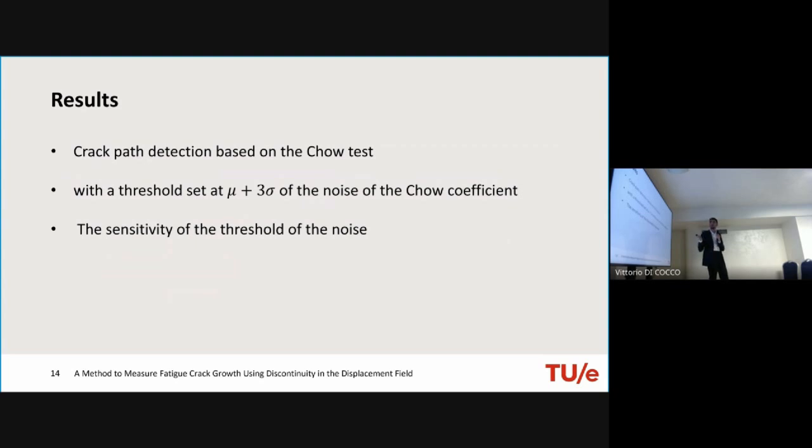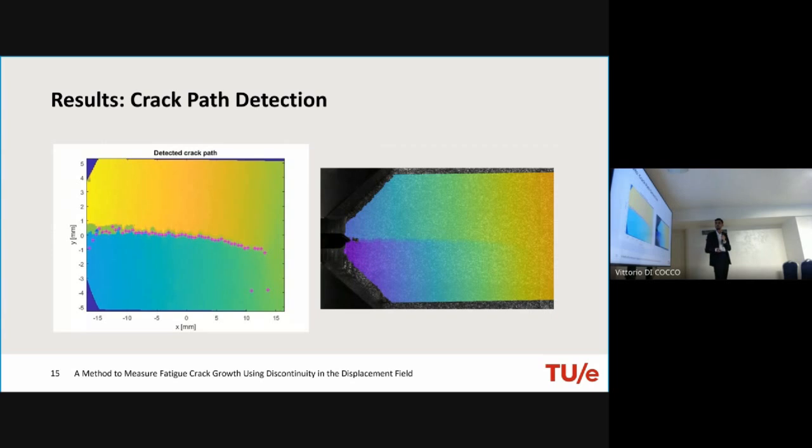So we have the crack path based on the Chow test. We set a threshold on the mean plus 3 standard deviations of noise, and I'll show you that that works. So first we have the crack path. As you can see, it's not perfect. In the beginning, we have some deviation. That's because the noise is slightly into the measurement field. Plus, there's some plasticity which interferes with the initial measurements. Then we have one outlier which we can attribute to the back face strain of the crack gauge.